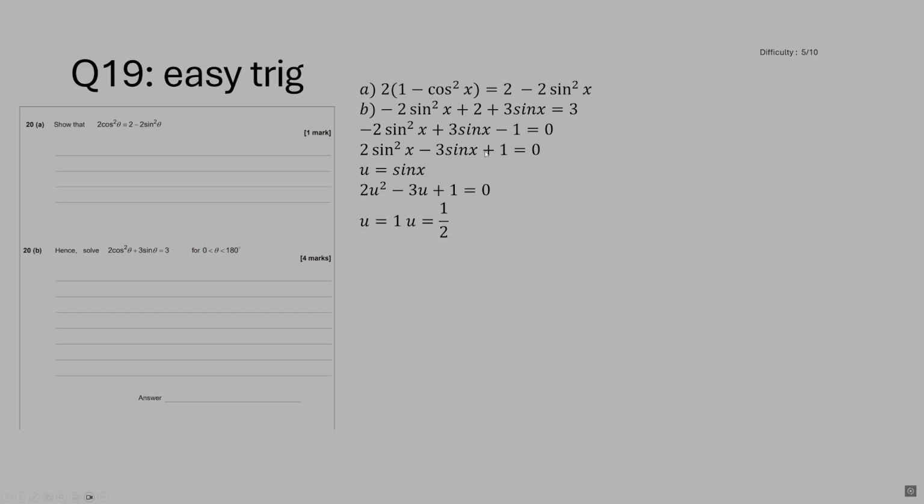Next, we just solve for u. And now we resubstitute the u into sine x. And we find solutions.